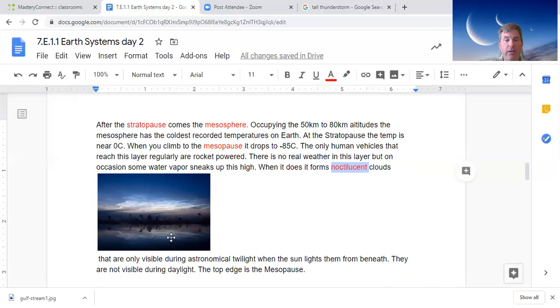Only when the sun goes down below the horizon and is shining up behind them do you get to be able to see them. But they're called noctilucent clouds. Those are the highest clouds that form in the atmosphere that we know about. So the top edge of the mesosphere is the mesopause.